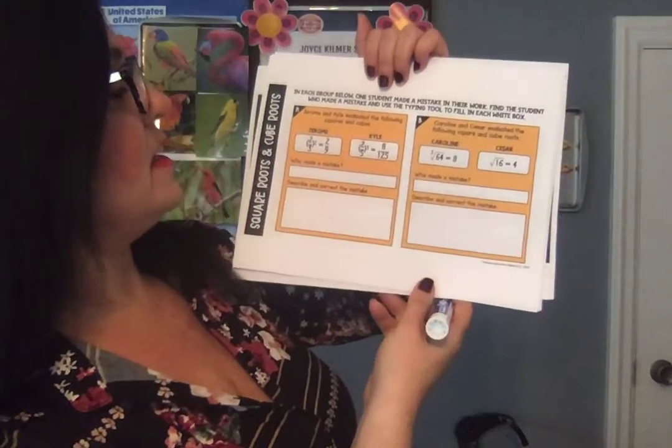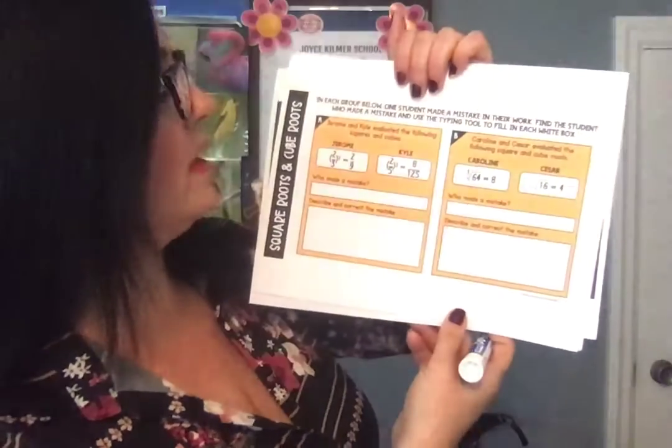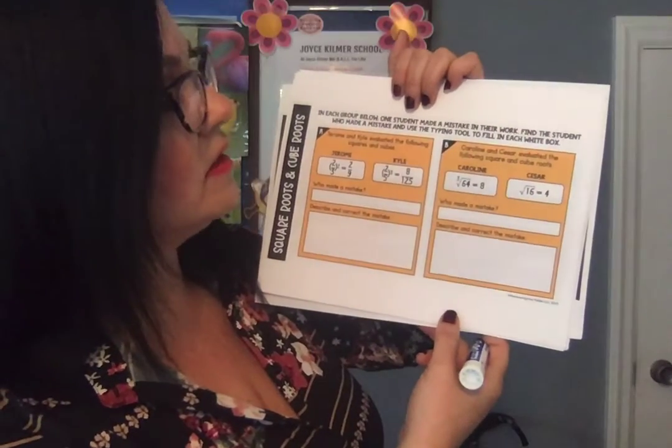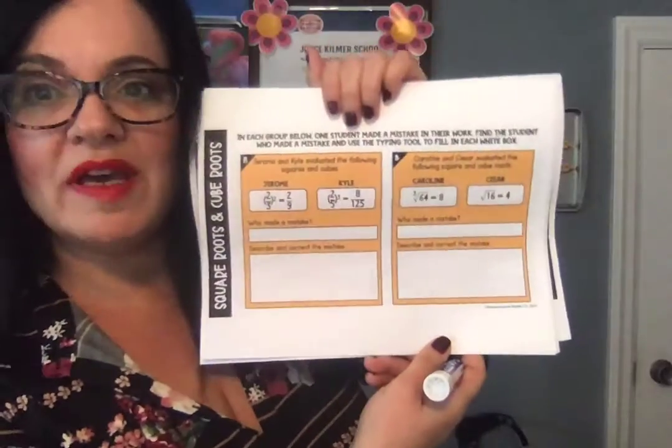So the second page is going to look like this, where you have A and B. In the first one, you have Jerome and Kyle. You have to figure out who made the mistake. And in the second one, you have Caroline and Cesar, and you have to figure out who made the mistake. So let's look at what a problem like that would look like, and then you can work on that page by yourself.